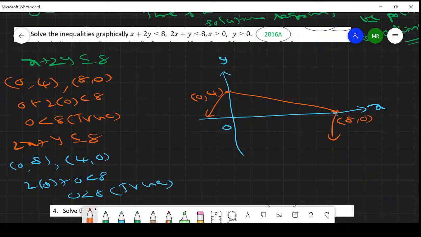Okay, try to understand, I'm doing a rough diagram only. The point (0, 8) will be on the y axis, somewhere here. I should extend the line and be careful here. I can draw the line like this, so this will be (0, 8). It's a rough diagram, please try to understand.